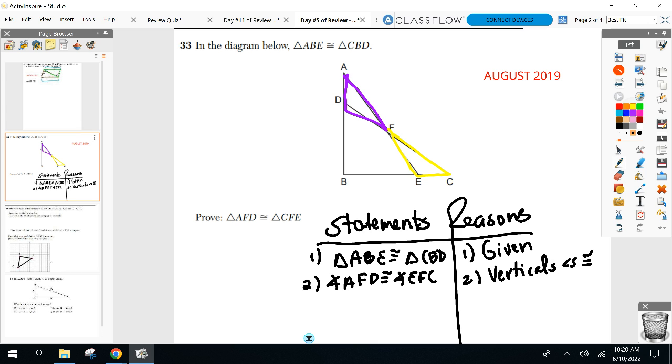All right, well, we got a pair of angles. Congratulations, everybody. Now here comes the tough part. Where's everything else, right? Now let's go to the given. Triangle ABE congruent to triangle CBD. Remember, any sides or angles in those triangles are congruent already by CPCTC.